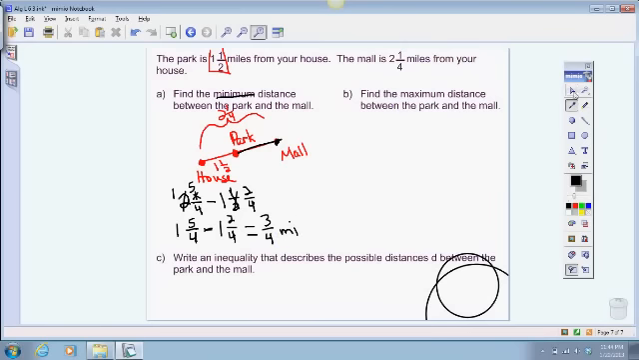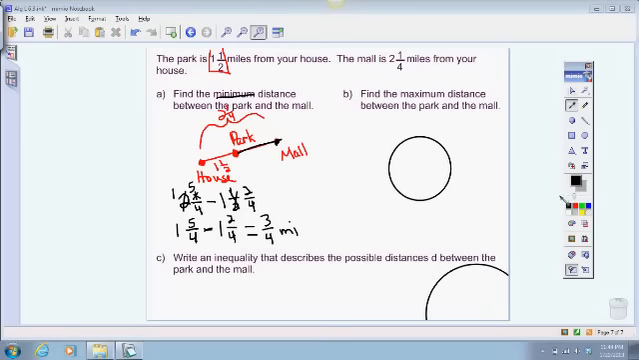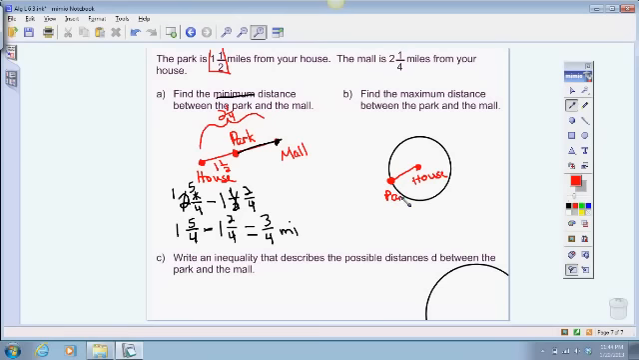How about the maximum distance? Well, for that I'm going to use the idea of some circles here. We went with the assumption to start that they lie on a straight line. But remember, if I'm walking from my house to the park, I could walk in this direction. Here's the park, and it's a total of 1 1/2 miles away. Well, what if the mall is in the exact opposite direction? The mall's over here, and it's 2 1/4 miles from my house.